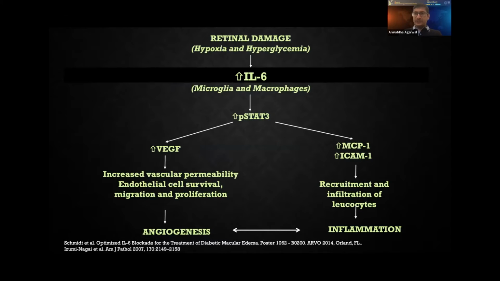And I'd like to begin with just the very basics as far as the evidence of inflammation in DME is concerned. So we all know that retinal damage in diabetes is related to hypoxia and hyperglycemia. And one of the molecules that is of interest to all of us is interleukin 6. This is something which is released by microglia and macrophages, and it causes several downstream cascades of inflammation, also increasing the VEGF levels in the eye. So it's not only responsible for an increase in angiogenesis, but it also has an inflammatory pathway where it increases molecules such as MCP1 and ICAM, which are responsible for inflammation.